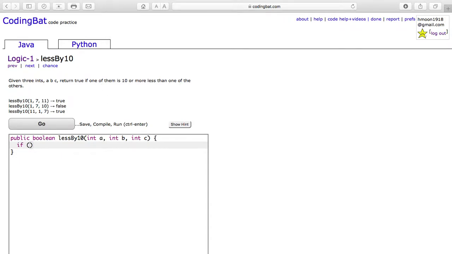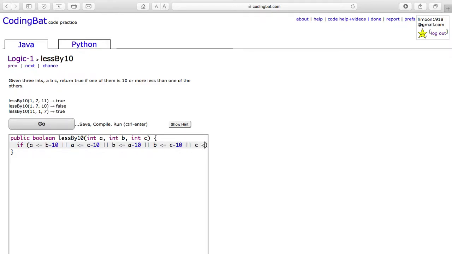So, to satisfy the first big case of when one of them is 10 or more less than one of the others, we will do A is less than or equal to B minus 10, or A is less than or equal to C minus 10. There's also the case when B is less than A minus 10, and when B is less than or equal to C minus 10.